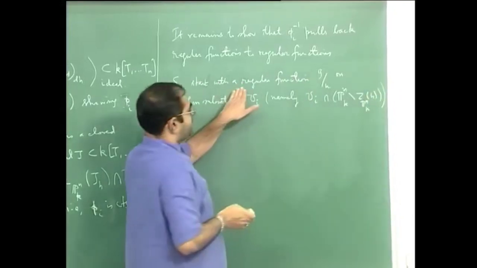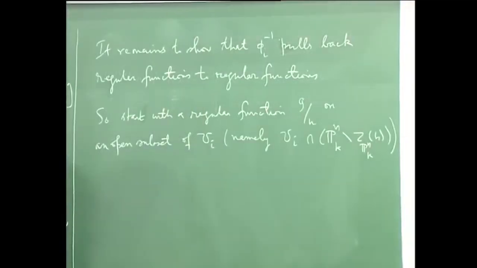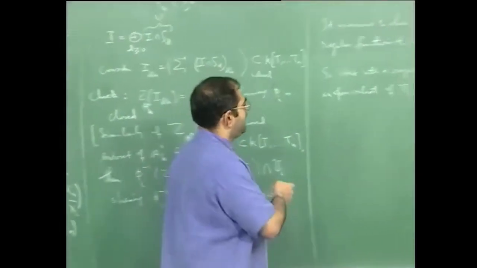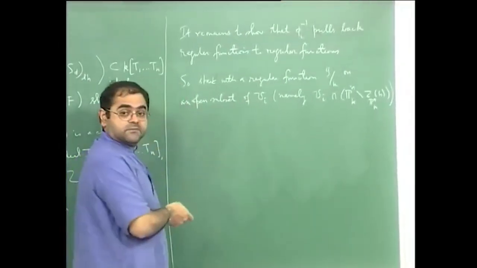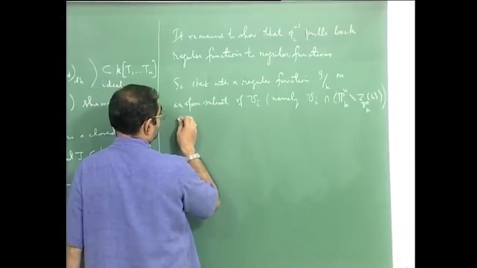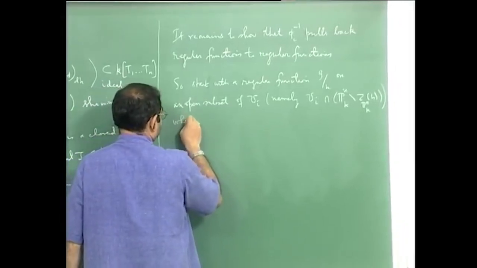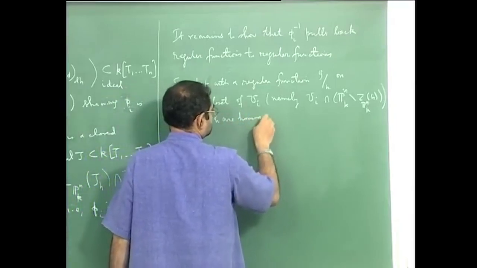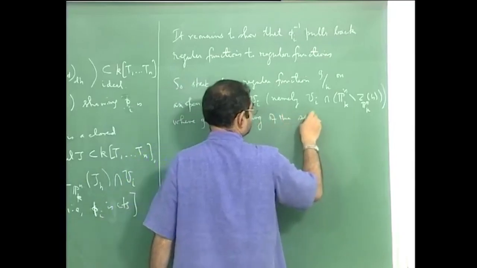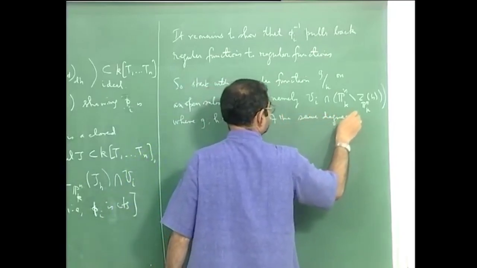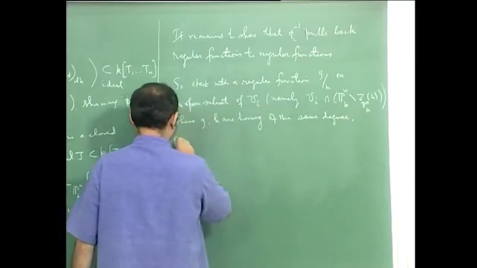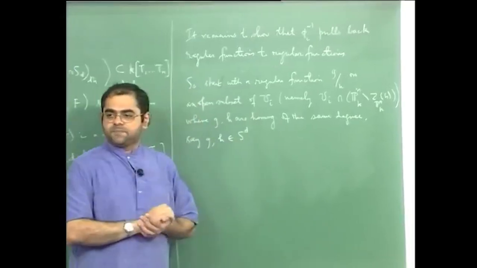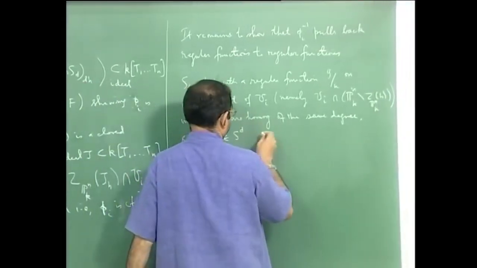Okay. So, you know, a regular function on a quasi projective variety or projective variety is just a quotient of homogeneous polynomials of the same degree. So, I start with a regular function g by h on an open subset of this, okay, where g, h are homogeneous of the same degree. Say g comma h are in some degree d part, okay, d.